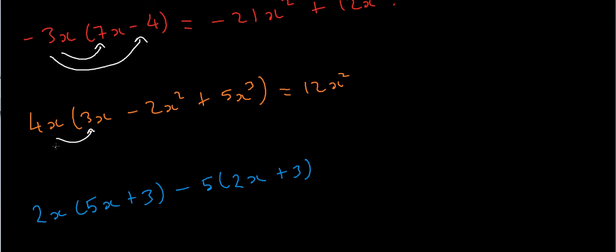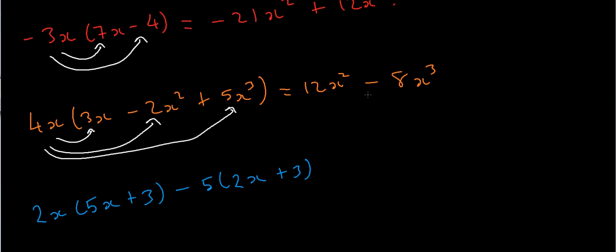Then we've got 4x times minus 2x squared. Well, 4 times minus 2 is minus 8, and x times x squared is x cubed. So what we get is minus 8 times x cubed. And lastly, we've got 4x times 5x cubed. 4 times 5 is 20, and x times x cubed is x to the 4. So our last term is 20x to the 4. So that's how we expand the brackets there.